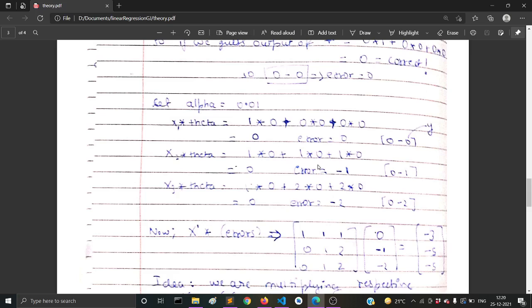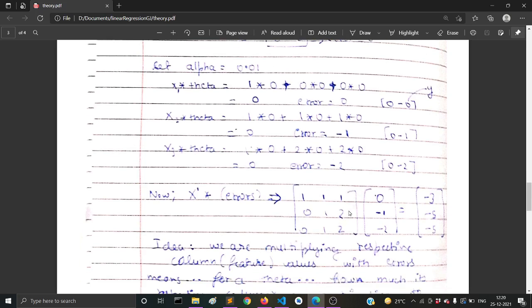But for the next training example, it is predicting 0, but it needs to predict 1. So 0 minus 1 is minus 1. And for the next one, it needs to predict 2, but it is predicting 0. So 0 minus 2 comes out to be minus 2. So you have got your error terms. That is 0, minus 1, and minus 2.